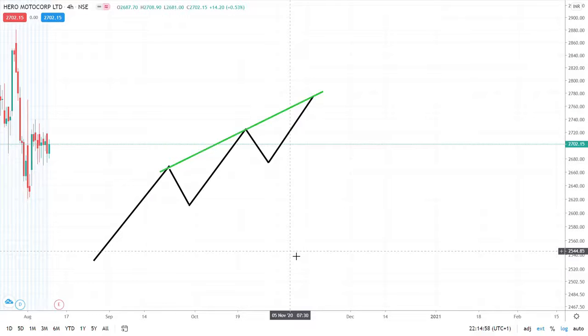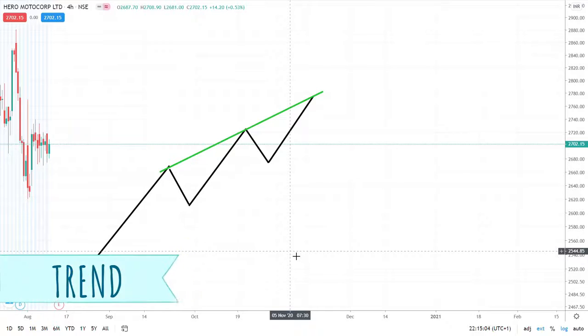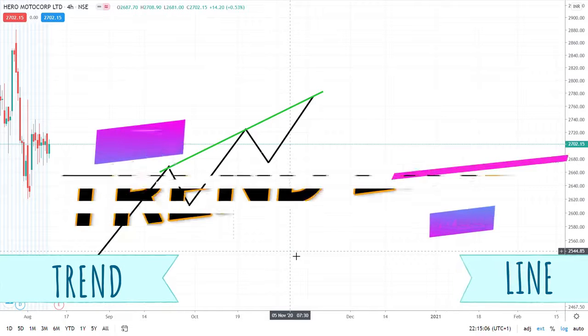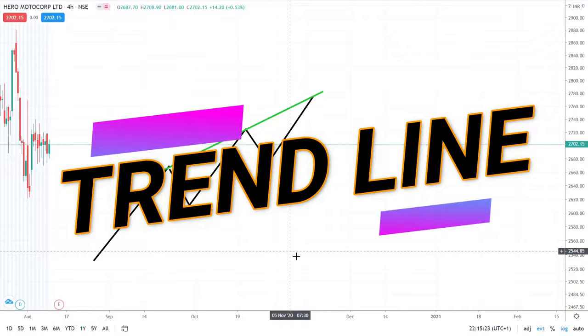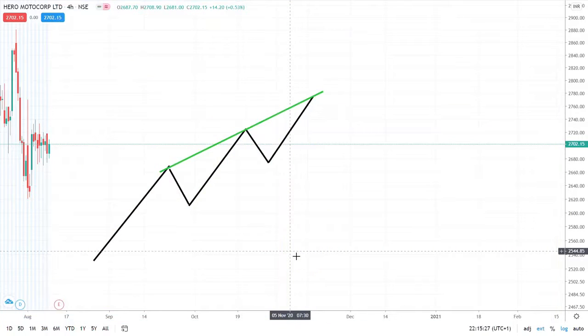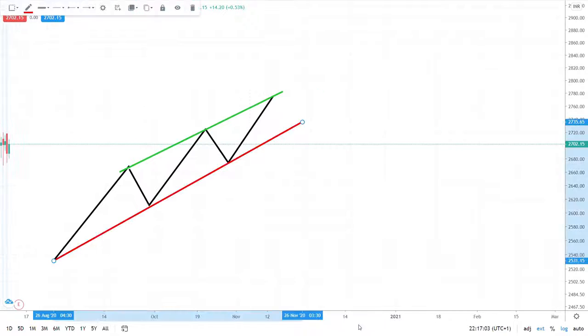Just think, the market is going in a trend which is in an uptrend, and we have a line plotting the highs. Trend and line. Trend and line makes trend line. This is why I told you to remember these two words at the start of the video, because they give a definition for themselves. Okay, now let's plot our trend line for the lows. And this forms the trend line as well. This is one of the ways of plotting trend lines.